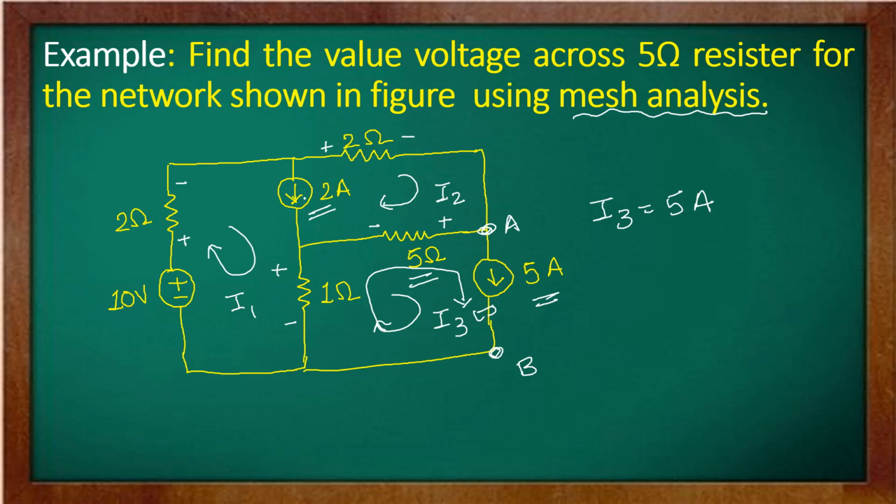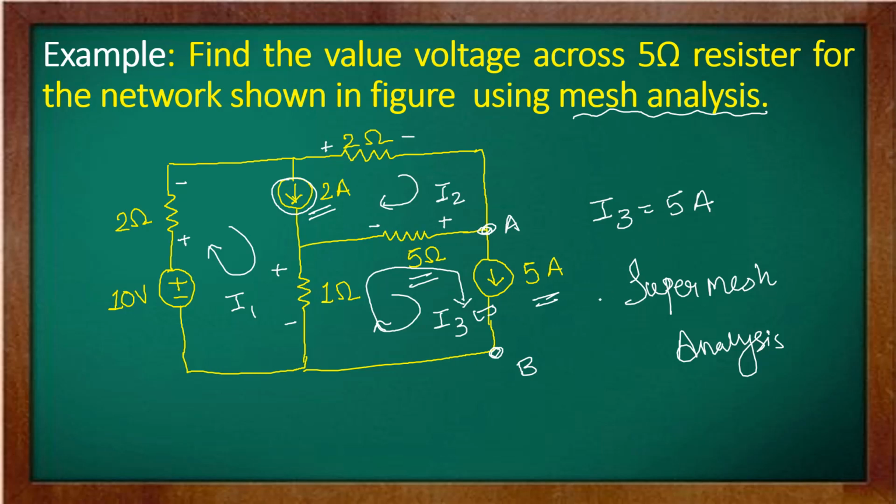Now see this 2 ampere source. It is part of 2 different loops: one is I1, the other is I2. Here we cannot say that I1 is 2 ampere or I2 is 2 ampere, because it is part of 2 different loops. So when you have a current source that is part of 2 different loops, at that time we have to use the method called supermesh analysis. Again I am repeating: when a current source is part of 2 different loops, we have to use supermesh analysis.